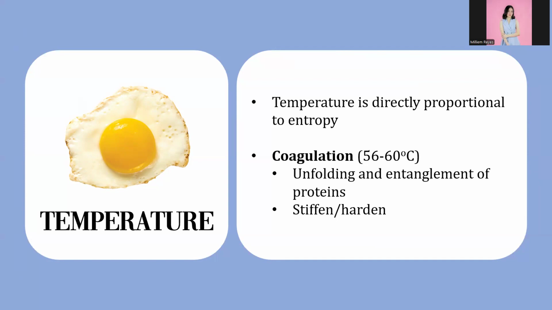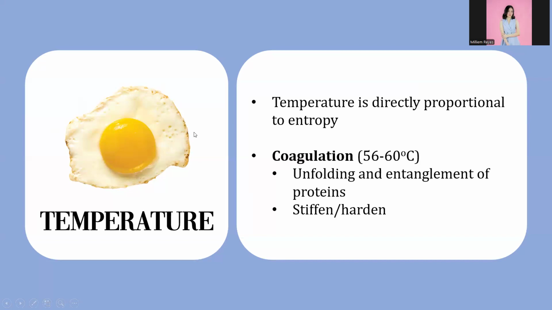This is unfolding and then entanglement of your proteins. Si denaturation, siya lang yung unfolding. But the entanglement after the unfolding is the coagulation. And coagulation usually is above 50 degrees Celsius for most proteins, nasa mga 56 to 60. And coagulation basically just means stiffens or hardens. And this is what happens to most of our food when we cook it.